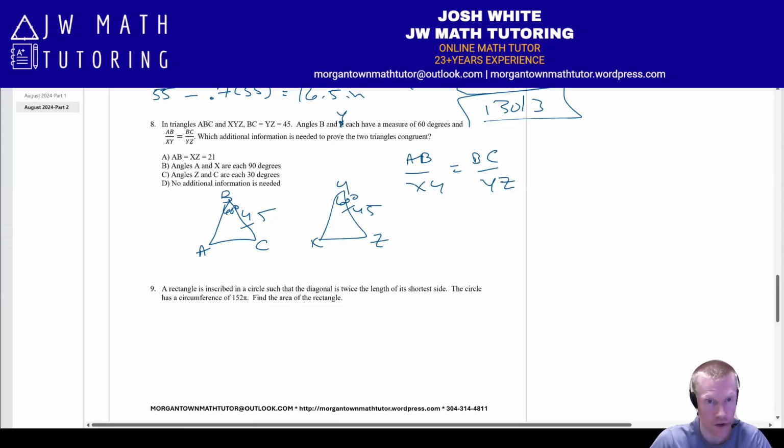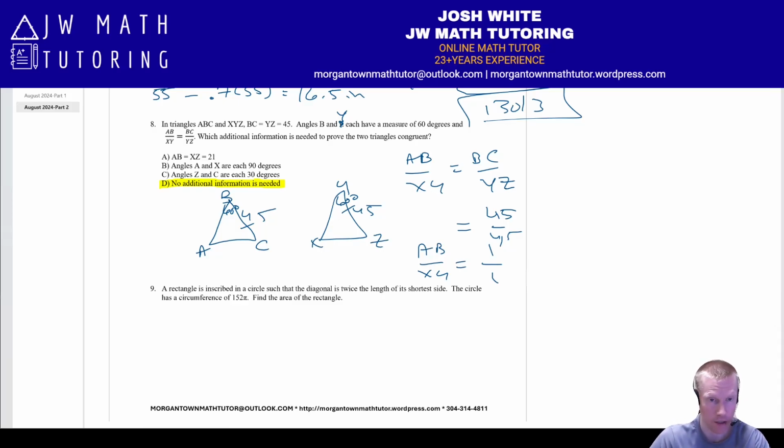Okay, so what additional information is needed to prove these two triangles congruent? So the correct answer for this is actually D. You do not need any additional information. And the reason is because we already know that the ratio of BC to YZ here is just 45 over 45. In other words, it just becomes 1 to 1. So AB to XY has a ratio of 1 to 1. That means whatever AB is, XY is the same. We don't know the exact values, but we know that this will be the same length as this.